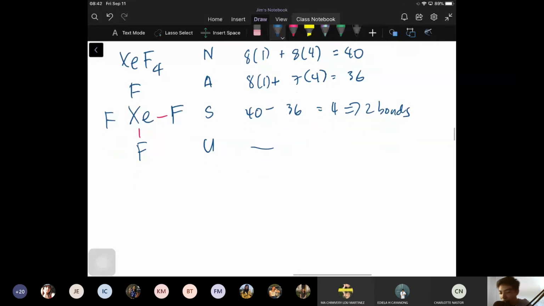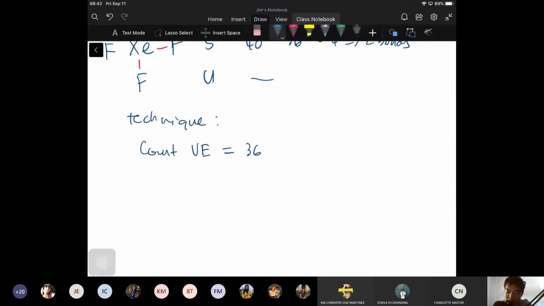So that's okay. You proceed with the technique. So what is our technique? Count valence electrons. Okay, so just copy what is in the available, 36. Okay, so this is our remedy. So 36 electrons. Then what do I do next? I will connect my terminal atoms to my central atom using single bonds. 1, 2, 3, 4.